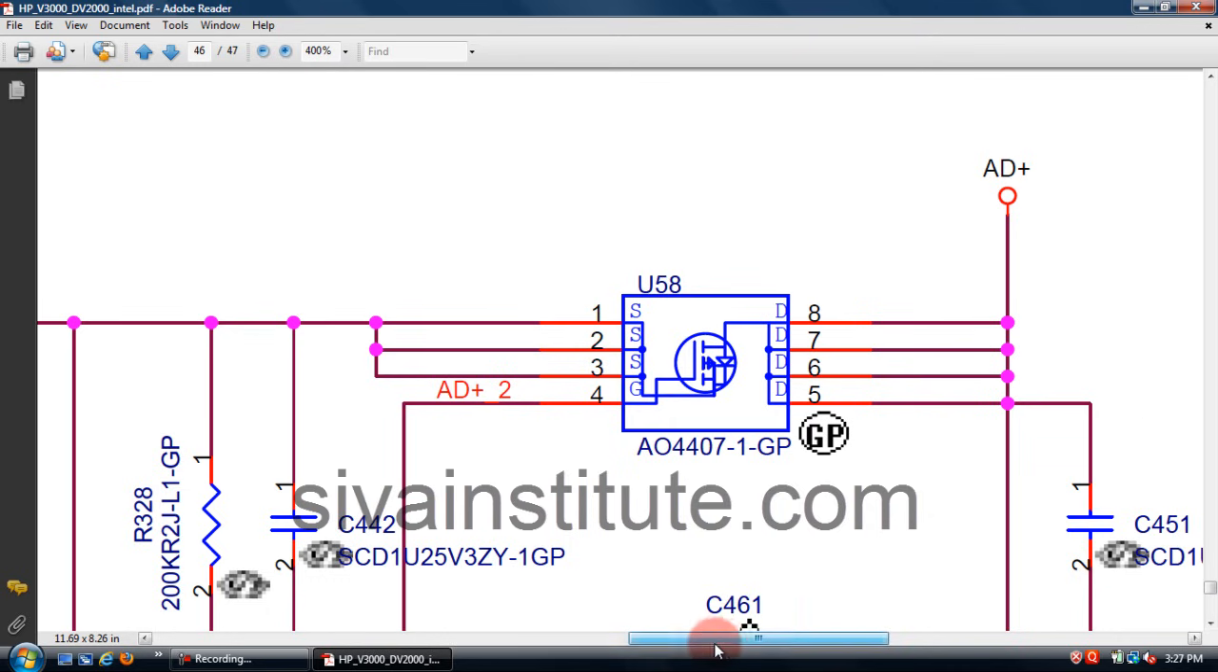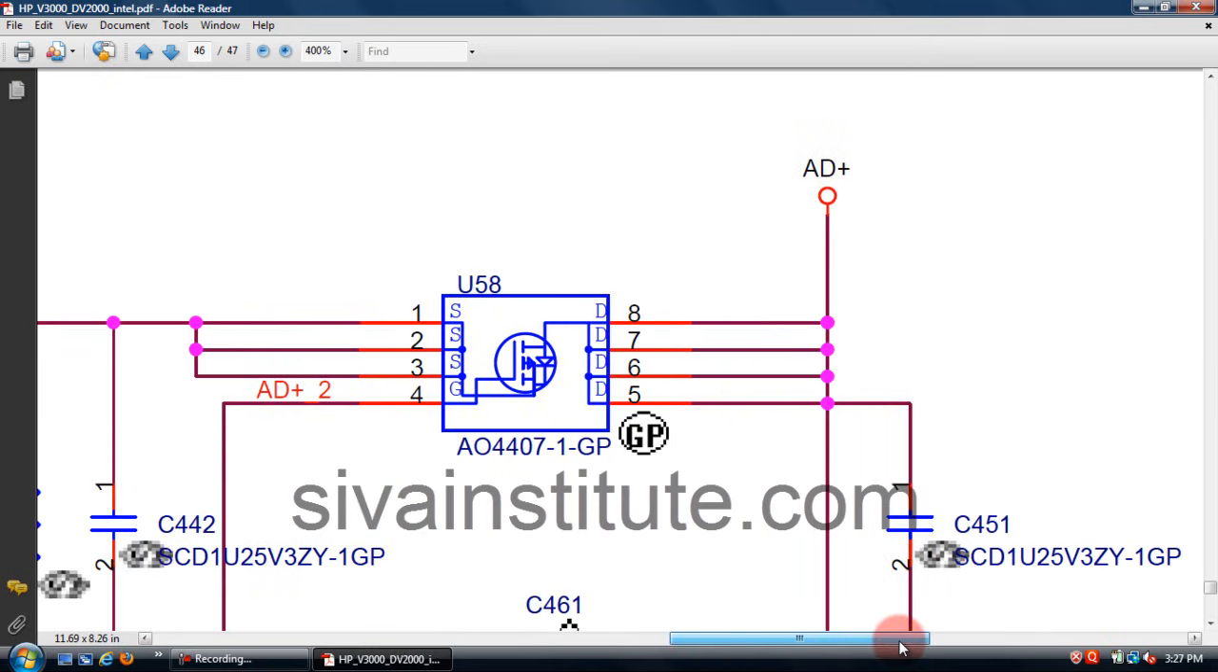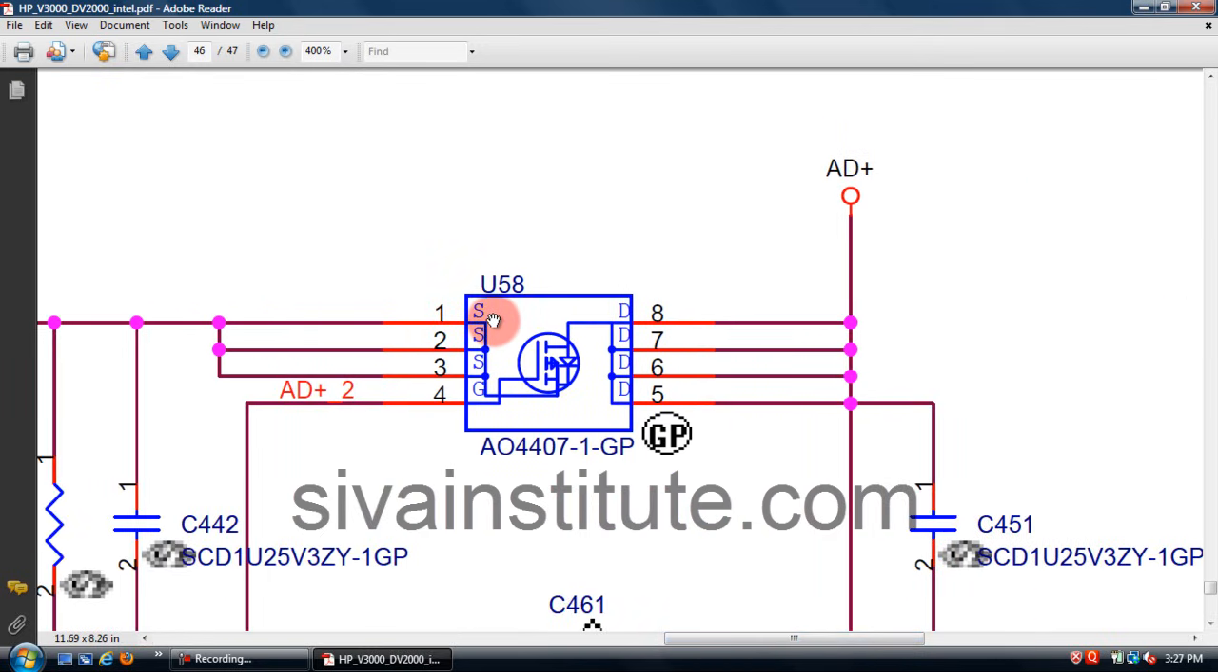You should check from the DC jack to this transistor, pins 1, 2, 3. Voltage at source pins 1, 2, 3 is okay. No output voltage at drain pins 5, 6, 7, 8. How to check this transistor, I will explain.